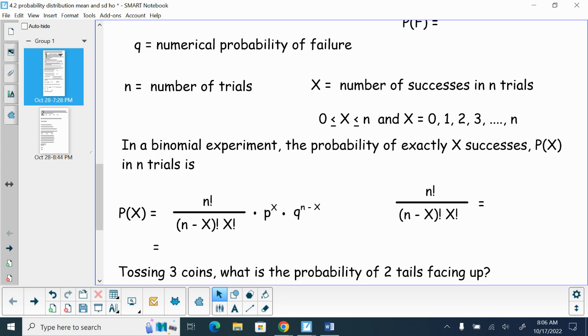How we calculate a probability for X number of successes in a binomial experiment: probability for X number of successes, P of X, in N number of trials. How do we calculate it? Well, we go into our factorials again. We have N factorial divided by N minus X factorial times X factorial. It's Monday morning, we need to wake up. We have P, your probability of success, with the number of successes as an exponent. We have Q, the probability of failure, to the N minus X power.